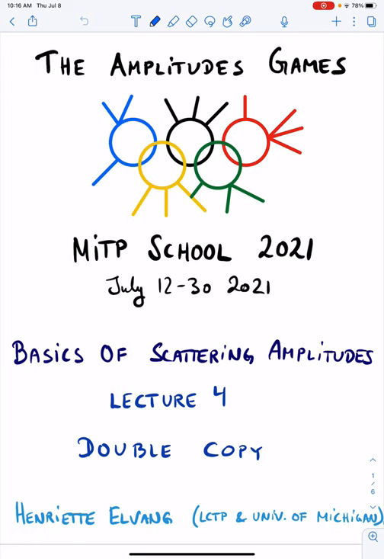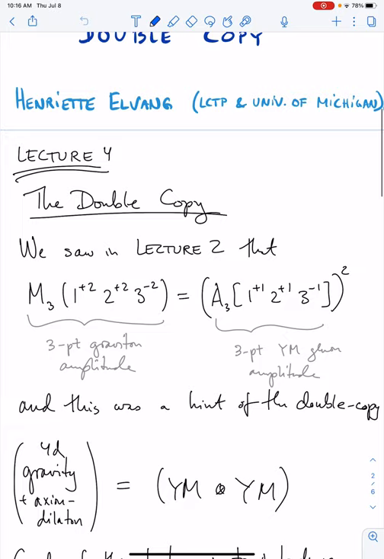In this last lecture, I'm going to introduce the double copy. This will serve as an appetizer for the lectures by Donal O'Connell at the summer school on the double copy, but I'll present a rather different perspective that hopefully will be complementary to what he does and give a different type of perspective. So let's talk about the double copy.